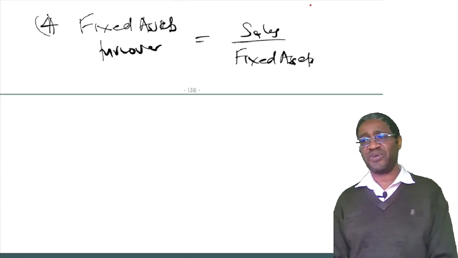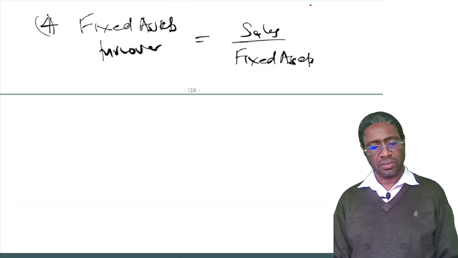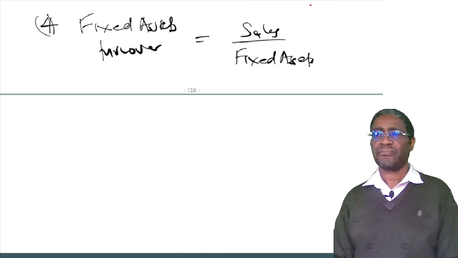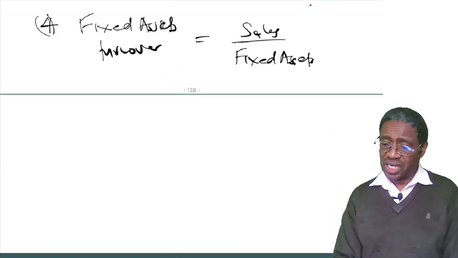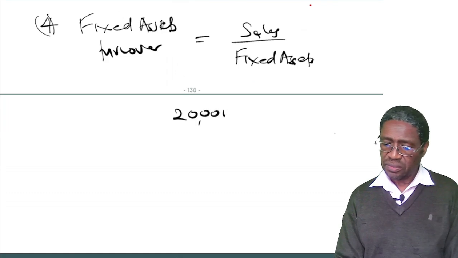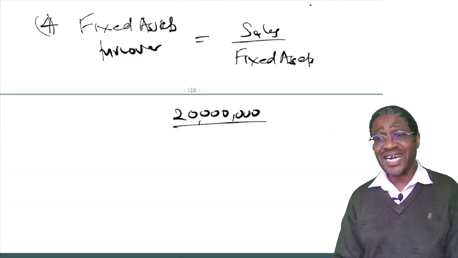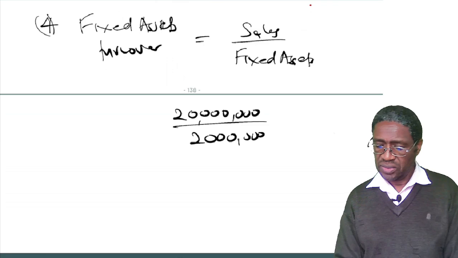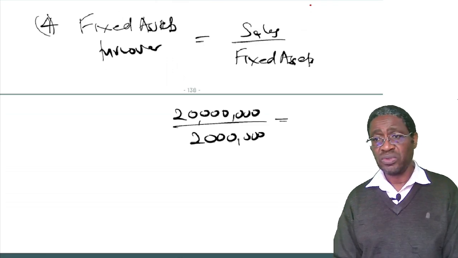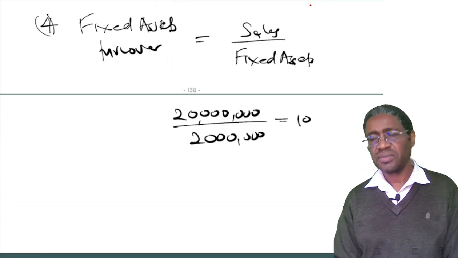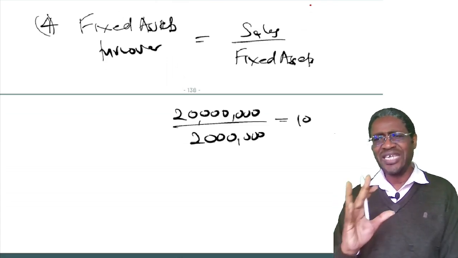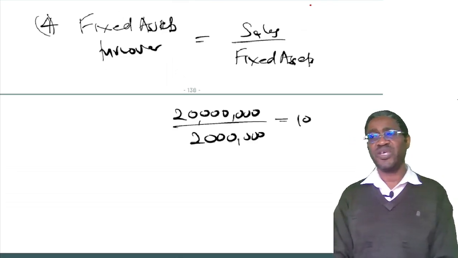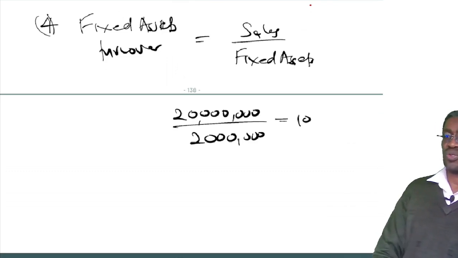Now let me explain it first. Your sales as a company are 20 million. Your non-current assets, or your fixed assets, are 2 million. So you get a ratio of how much? 10. What does that 10 indicate? Listen, your sales are 20 million, and your fixed assets were 2 million.